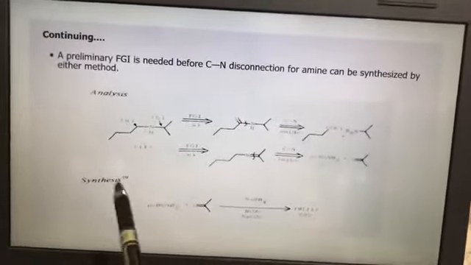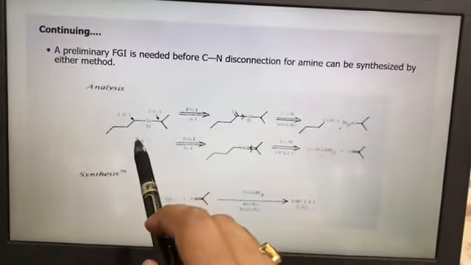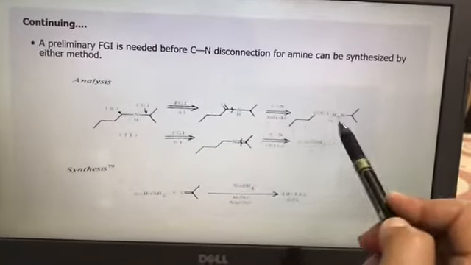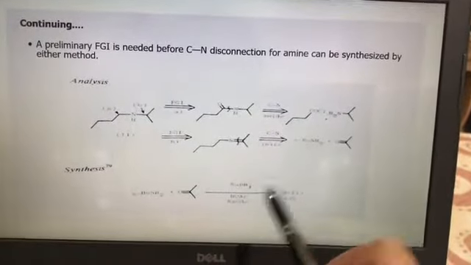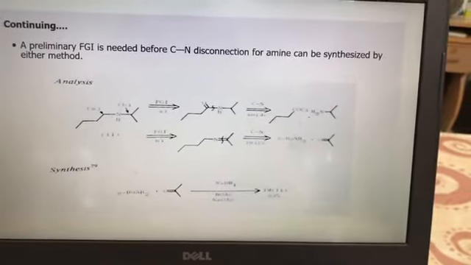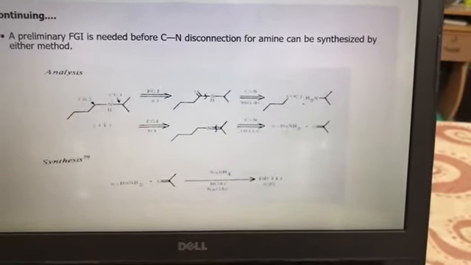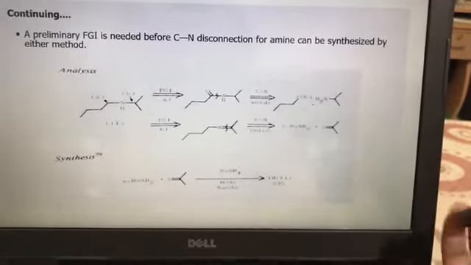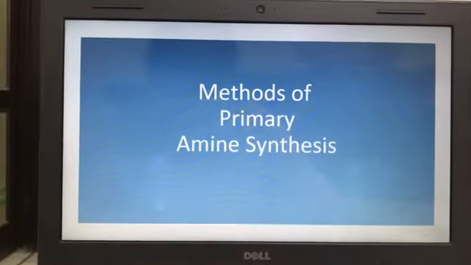For example, if we use FGI upon A or upon B, if we follow the first pathway, we get an amide, and from the B pathway we get an imine. When we synthesize, as per the guidelines in disconnection, we should follow the pathway which is easy. The imine pathway is much easier because we don't have to isolate imines, so we follow the imine path. Next, we'll study the methods of primary amine synthesis.